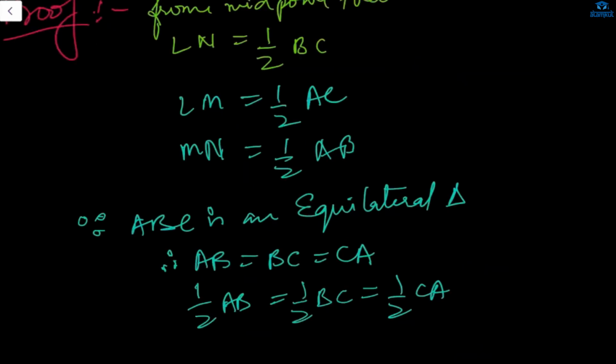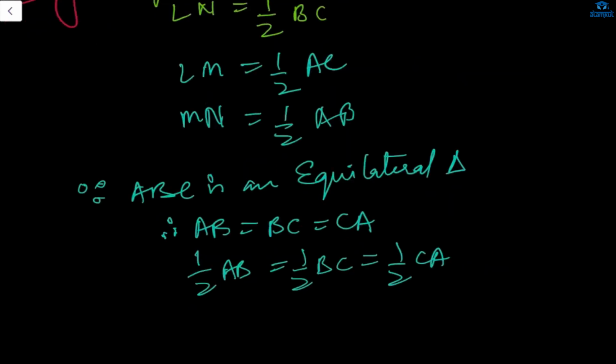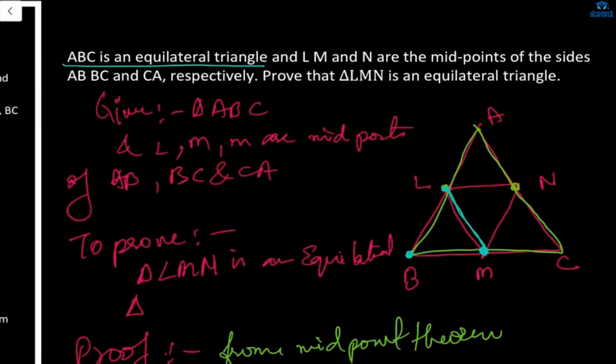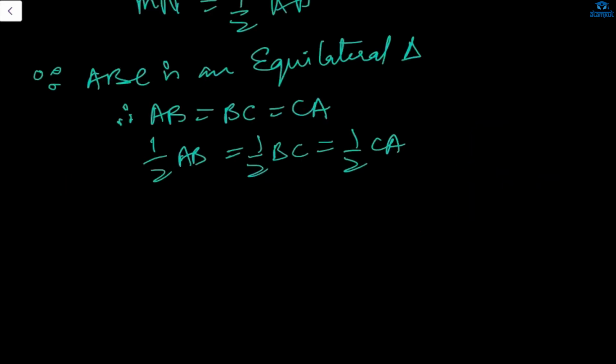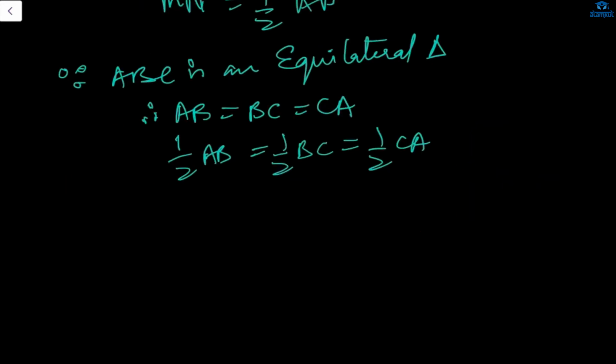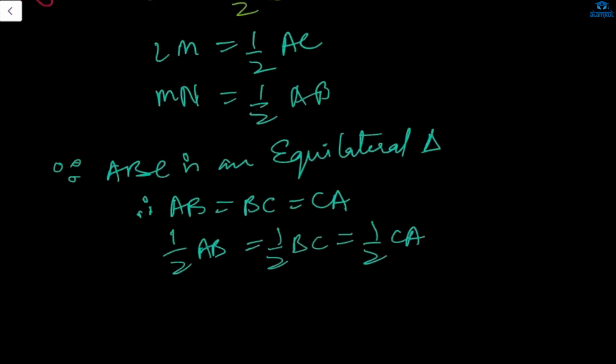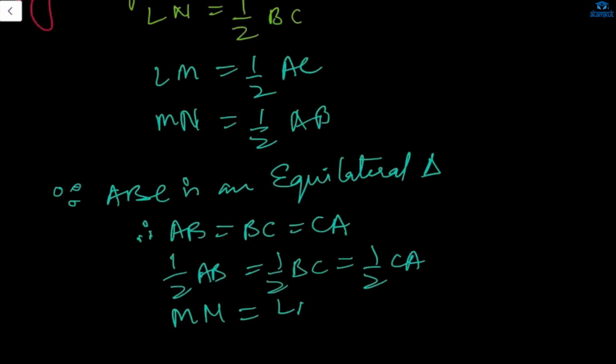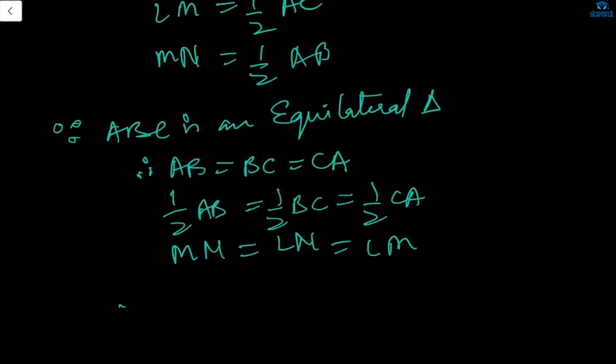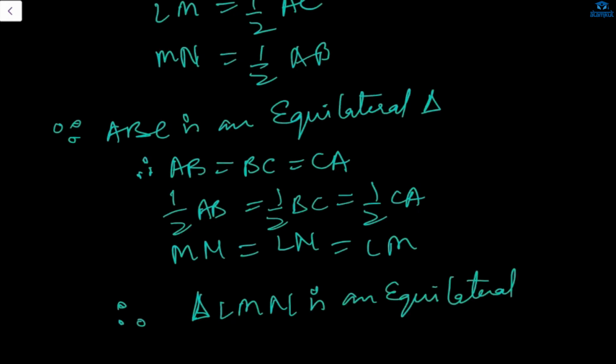Not tough, we can prove it in a different way, but still, how can you say that these two will be equal? Something else will be given. So half of AB, half of BC, half of CA will be equal, so MN is equal to LN is equal to LM. Hence triangle LMN is an equilateral triangle. Hence proved.